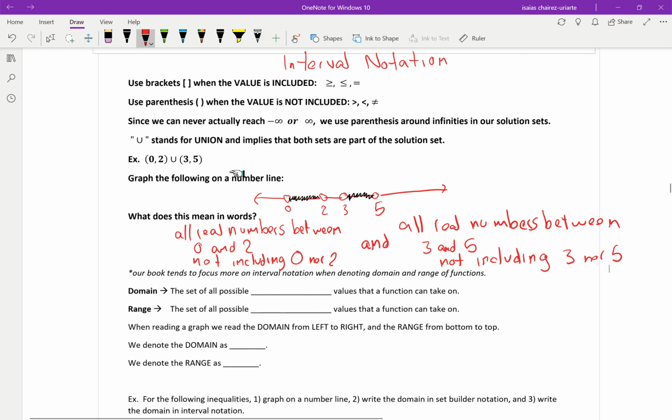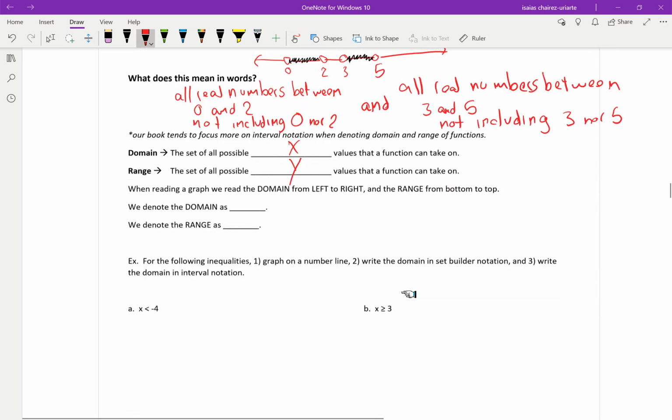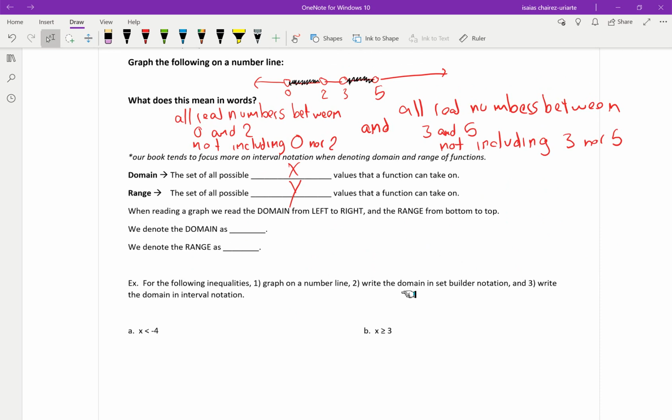Okay, so remember, brackets are used whenever the endpoints are included. Parentheses are used when the endpoints are not included. Sometimes you'll see a union. That means you're gluing two sets together. We're going to use interval notation to describe domain and range. The domain is the set of all possible x values that a function can take on, and the range is the set of all possible y values that a function can take on. So we're going to have sets of real numbers, and we're definitely going to use interval notation to describe them.